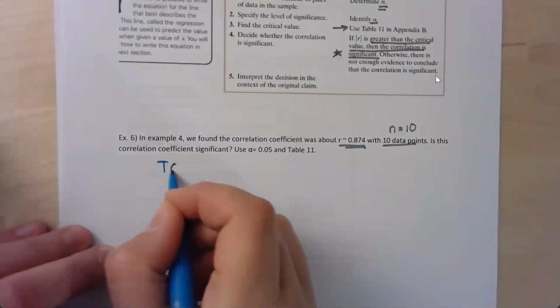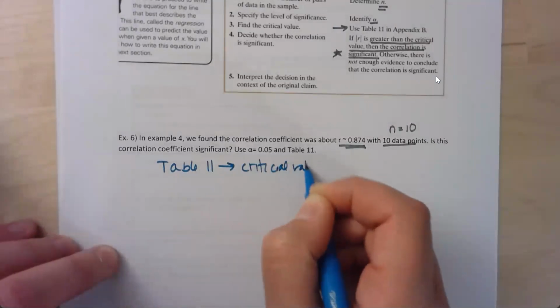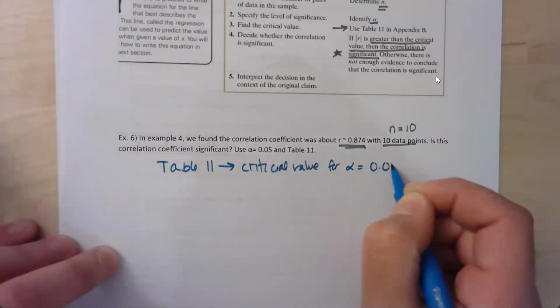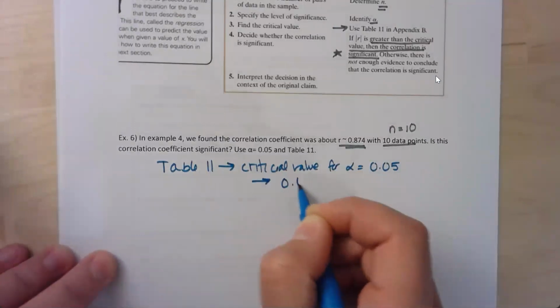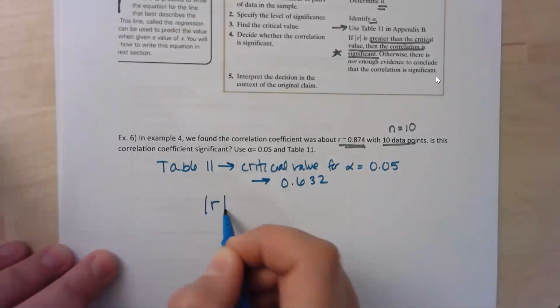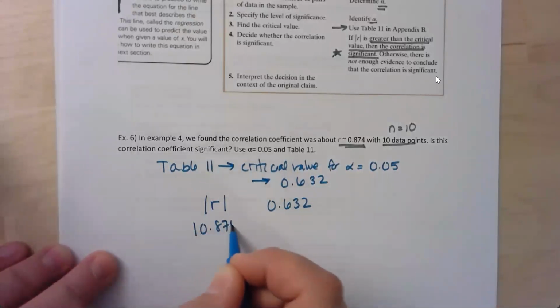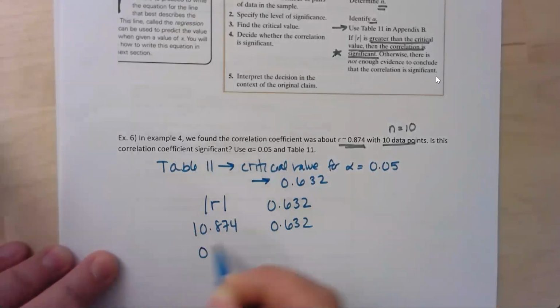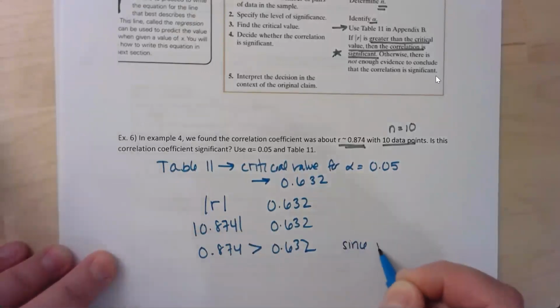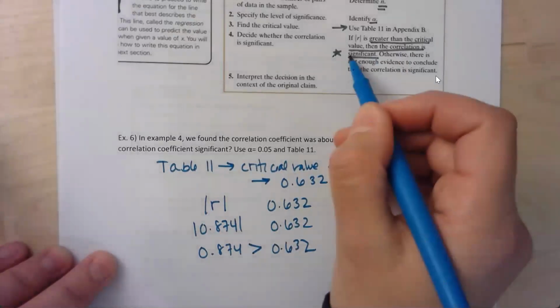All right, so from table 11, our critical value for alpha equals 0.05 was 0.632. So now we compare that. Compare R with the 0.632. And the absolute value of 0.874 is just 0.874. And this is definitely bigger, right? So since R is bigger than 0.632, the correlation is significant.